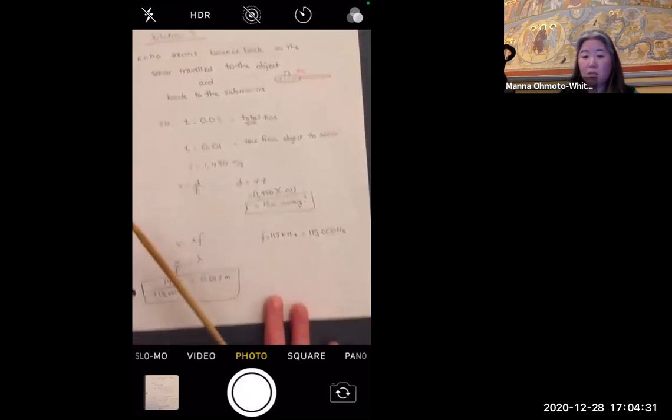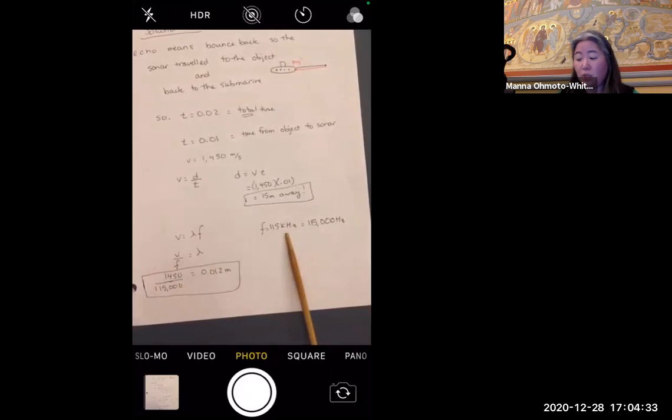What's the frequency? So the frequency is 115 kilohertz, which we have to remember is 115,000 hertz. So I'm looking for the wavelength. I use velocity is equal to wavelength times frequency. I rearrange for wavelength. And so 1450 divided by 115,000 is going to be equal to 0.012 meters. So it's a 12 centimeter wavelength of sonar.